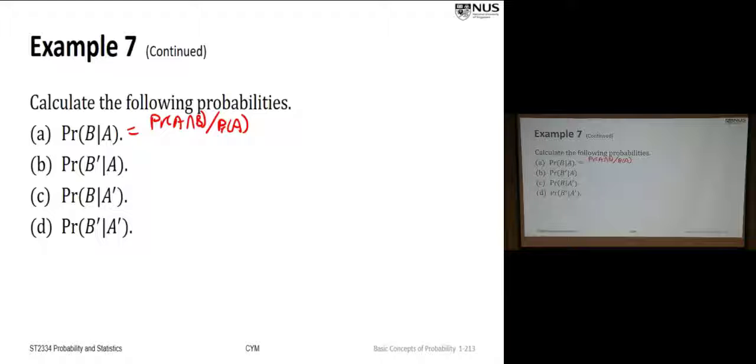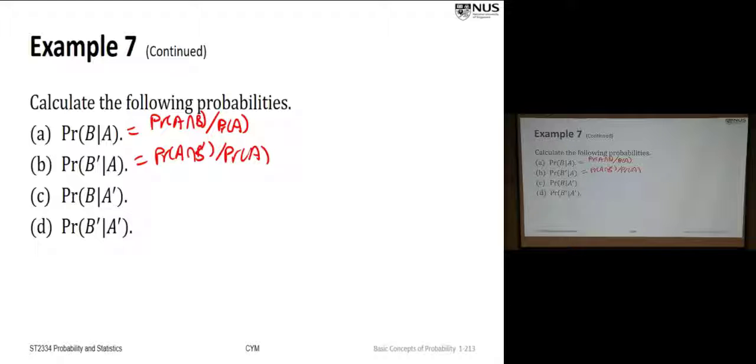For the B complement part, following from the definition, it's probability of A intersect B complement divided by probability of A. But what is the probability of A intersect B complement? How to get this one? It's not given, so we may have to work it out. After you work out this probability of A intersect B complement, then you just take the ratio and you will get the answer. But there may be an easy way out to get the answer for this part.